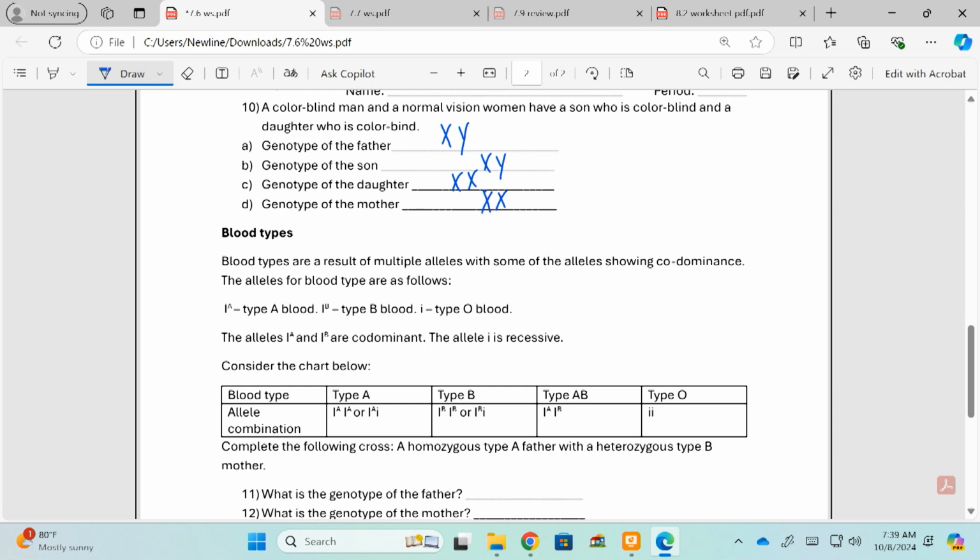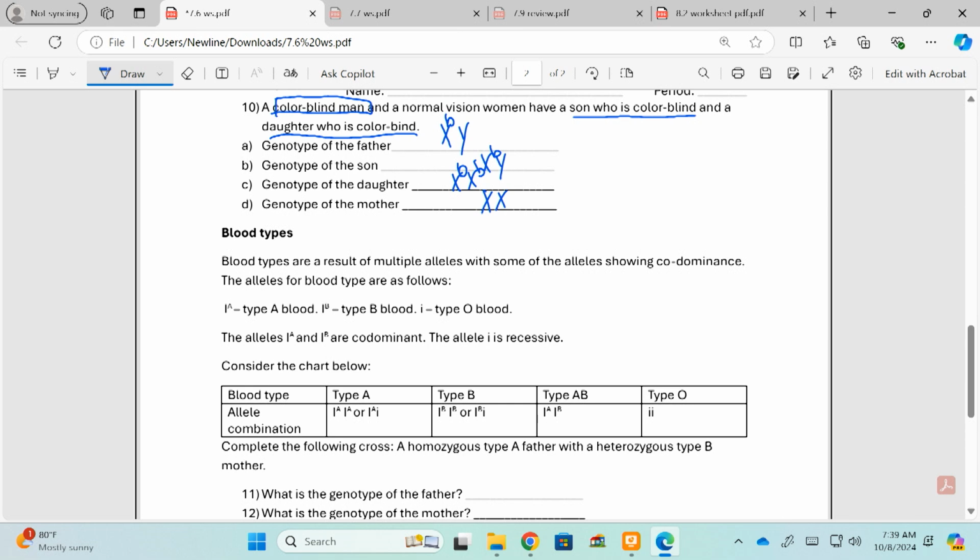Okay, so it says the father is colorblind. What should we put next to that X? Well, if he's colorblind, it's going to be a lowercase b. And then it says a son who is colorblind, so he's just like his dad: X, little b, and then Y. Then, what's the genotype of the daughter? The daughter is also colorblind, so that means she has to have two little b's. That's the only way you can make a woman colorblind, is to have a little b on each of the X's there.